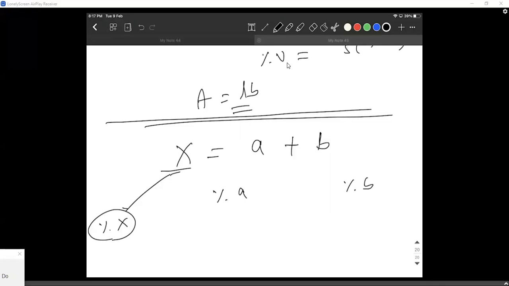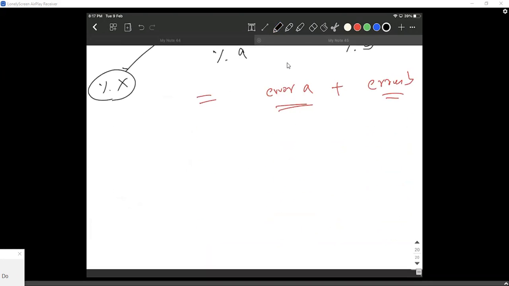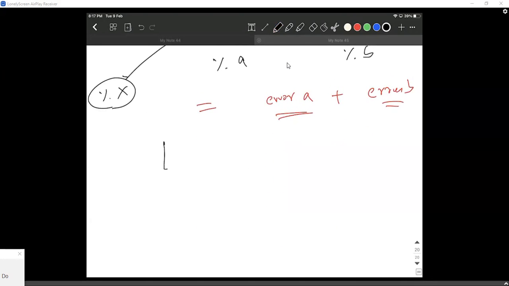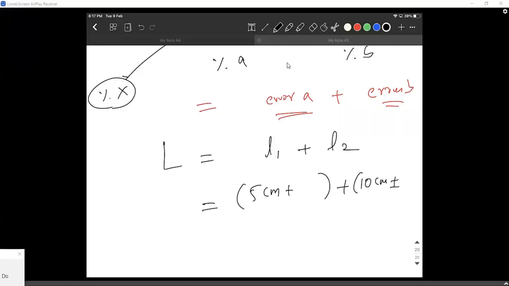So whenever you're writing direct additions, guys, directly find the errors themselves. You have to directly add the errors, not the percentage errors. Error in A plus error in B you have to write, not the percentages. Let me give you an example here. Capital L equals, let us say, L1 plus L2, two lengths. First length is given as 5 centimeters plus some error. Second one is given as 10 centimeters plus some error. Plus or minus, let us say 2% here, 1% here.